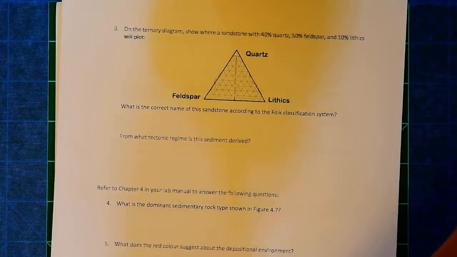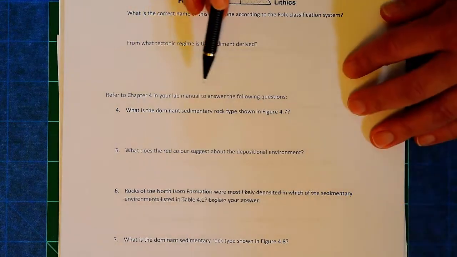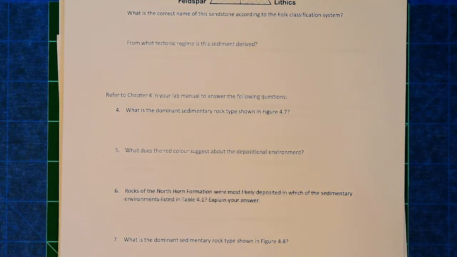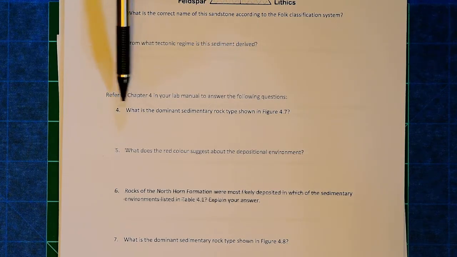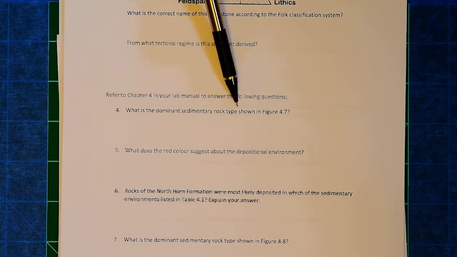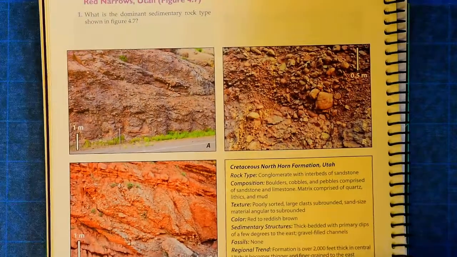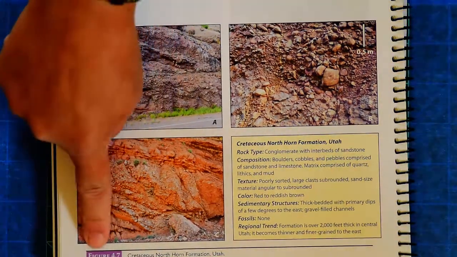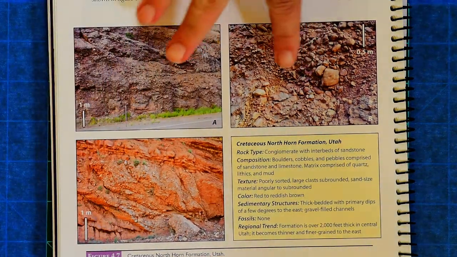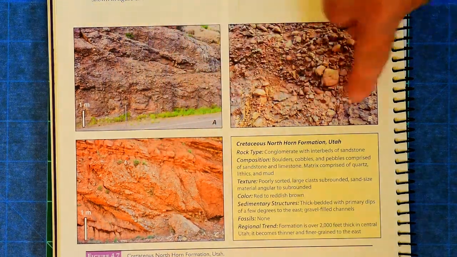Now the next part of the lab comes from exercise 4 or chapter 4 in your lab manual. And these questions are all taken directly from there. And for example, it says, refer to chapter 4 in your lab manual to answer the following questions. Question number 4 says, what is the dominant sedimentary rock type shown in figure 4.7? All right, so here is figure 4.7, right? It gives you a few photographs of this particular rock formation, some that are a little farther away and some that are a close-up.